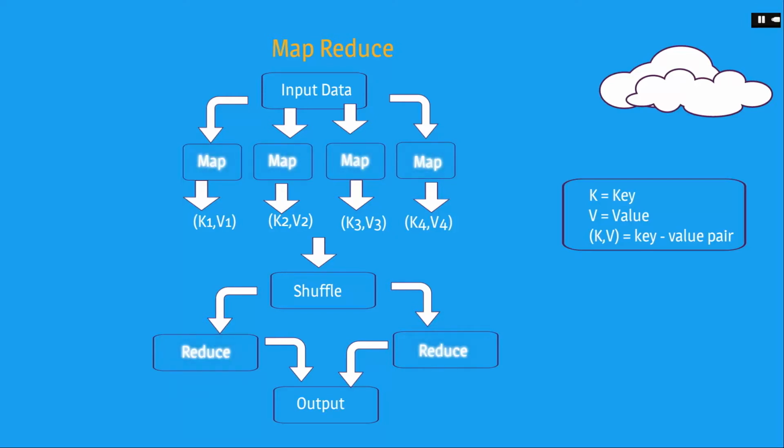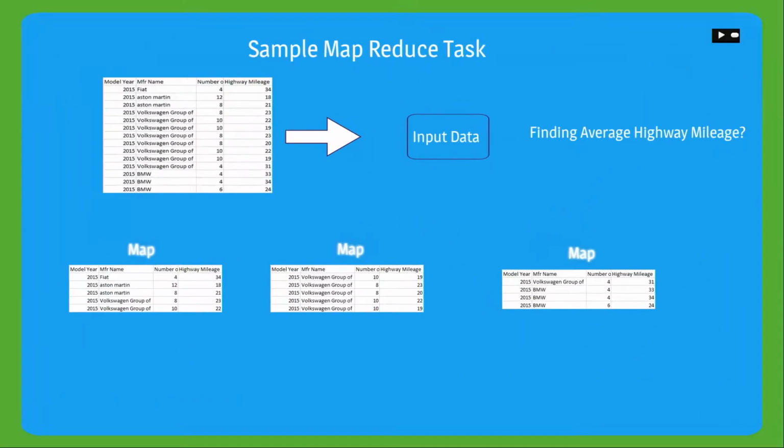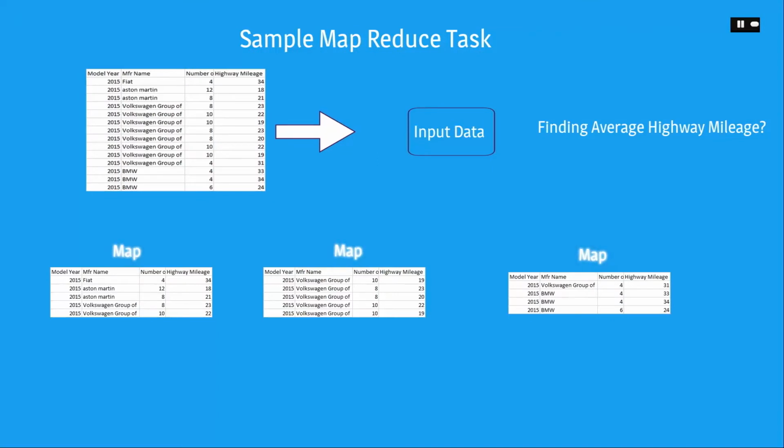Let's discuss in detail the MapReduce paradigm using the fuel economy example given in the previous tutorial. Assume we have a fuel economy data file of size 1 GB. The data file is an Excel sheet with 4 columns having information of manufacturer name, model of the car, number of cylinders and mileage of the car.